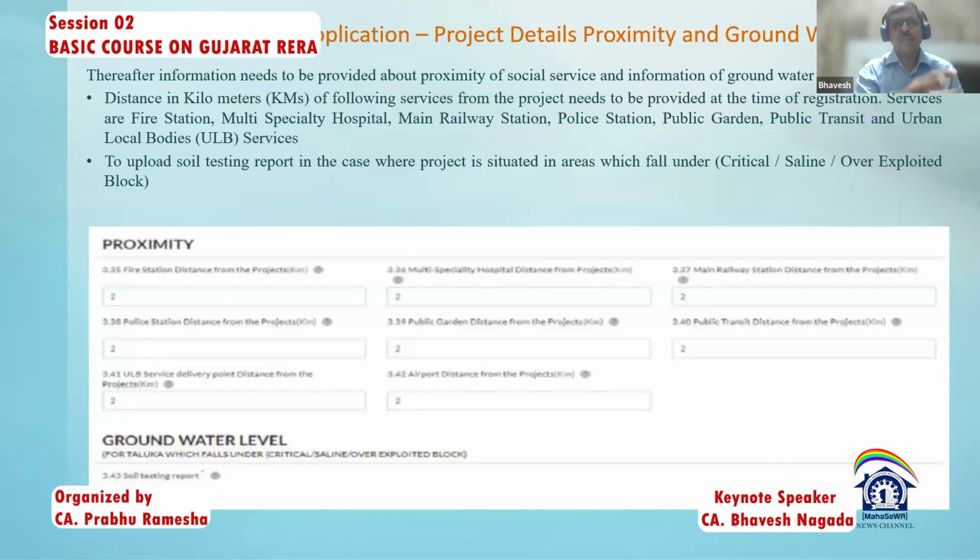So it has identified multi-speciality hospital, main railway station, police station, public garden, public transport, urban local bodies, and so on. Further to that, one more good thing is what kind of groundwater level is there. Basically, for the construction, some promoters may not use the soil testing report, which becomes very important for a good construction. Especially all these three criteria, whether it's critical, semi-critical, or over-exploited block. If there is not the right kind of soil testing, the chances of the structure collapsing are very high.